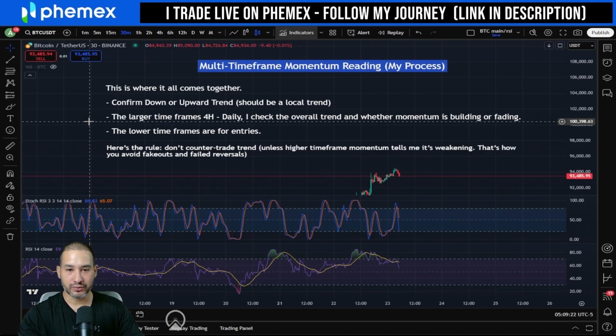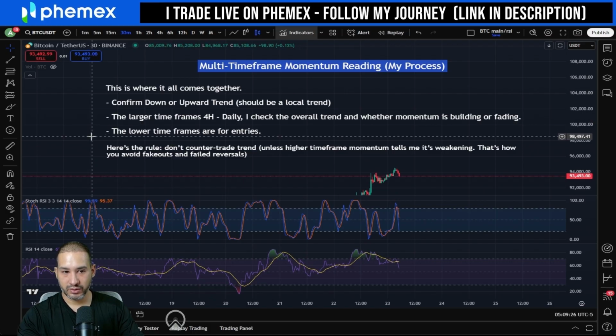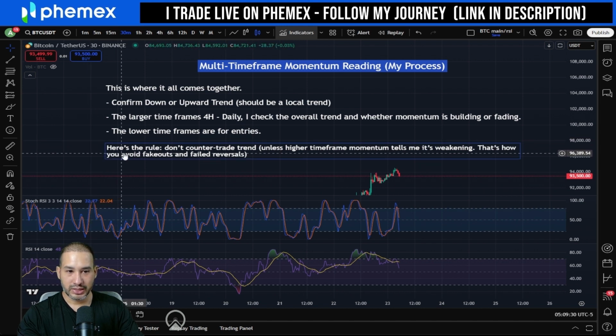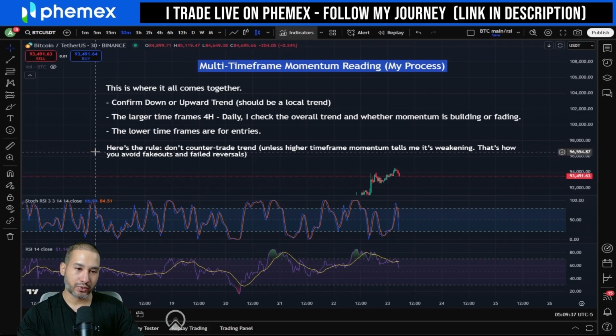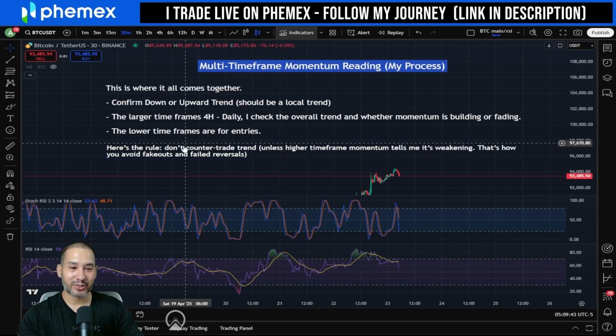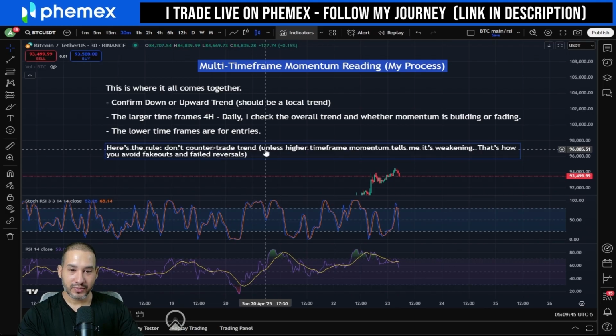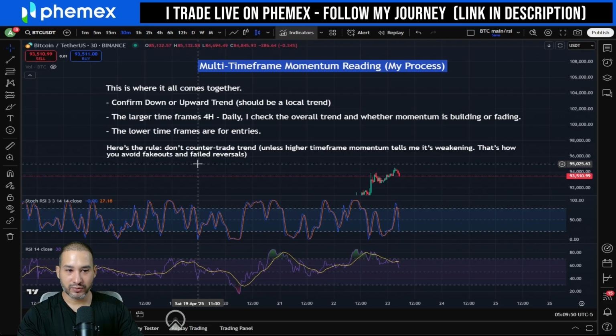And I use them to check the overall trend and whether the momentum is building or fading. The lower time frames I focus on for entries. So the rule is, don't counter trade the trend, unless you really can't help it, or you're experienced. Unless the higher time frame momentum tells you it's weakening, that's where you avoid fake outs and failed reversals.